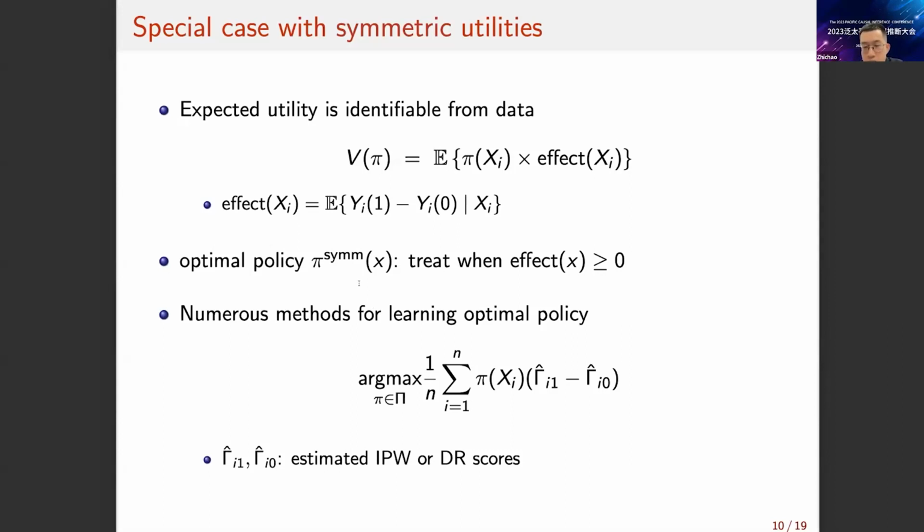Another branch of methods writes the problem as the empirical average of this decision function times the difference between two scores, gamma 1 and gamma 0, computed for each individual. The construction of these scores shares a similar idea with the methods for estimating the average treatment effect. So there are different choices of these scores. For example, the inverse probability weighting score depends on the propensity score, and the doubly robust score depends on the propensity score and the outcome mean. After estimating these scores, we can solve this standard optimization problem to obtain the estimated pi sim.